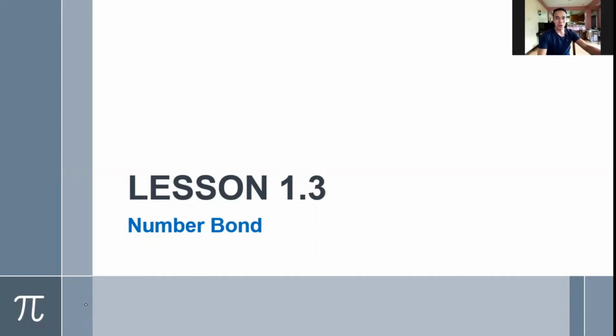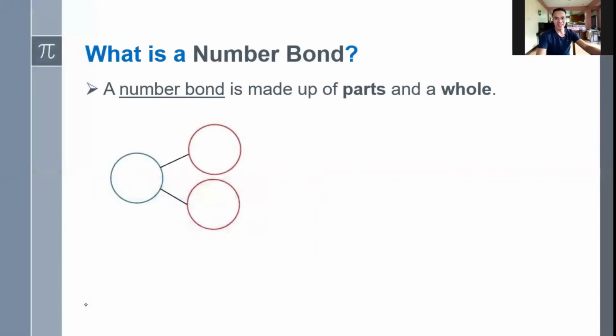In this video, we are going to talk about number bond. What is a number bond? A number bond is made up of parts and a whole. This is how a number bond looks like. This is the whole. This is a part. This is another part. To get the whole, we have to put the parts together.